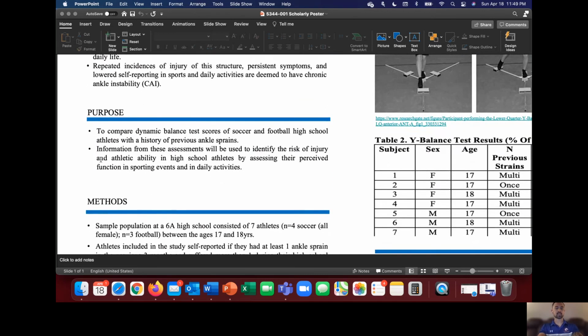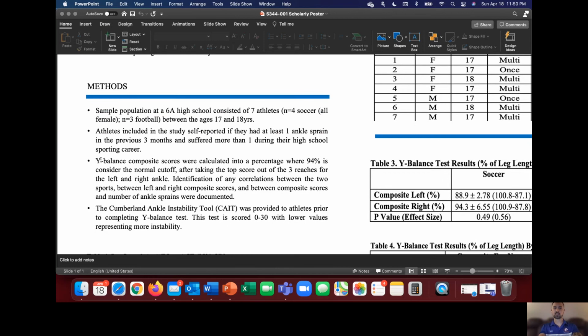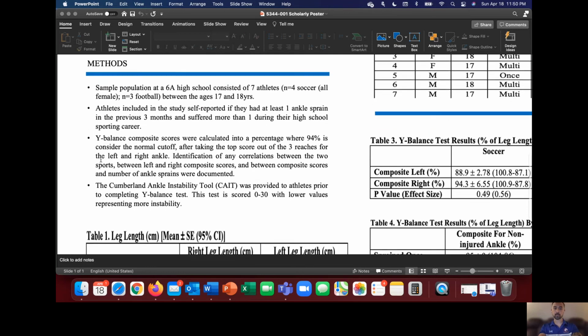Therefore, the purpose of this study is to compare dynamic balance test scores of soccer and football athletes with a history of previous ankle sprains, and to utilize information from these assessments to identify the risk of injury by assessing the perceived function in sporting events and also with daily activities. The sample population consists of 7 athletes, 4 soccer and 3 football, between the ages of 17 and 18, who self-reported having at least 1 ankle sprain in the previous 3 months and suffered more than 1 during their high school sporting career.